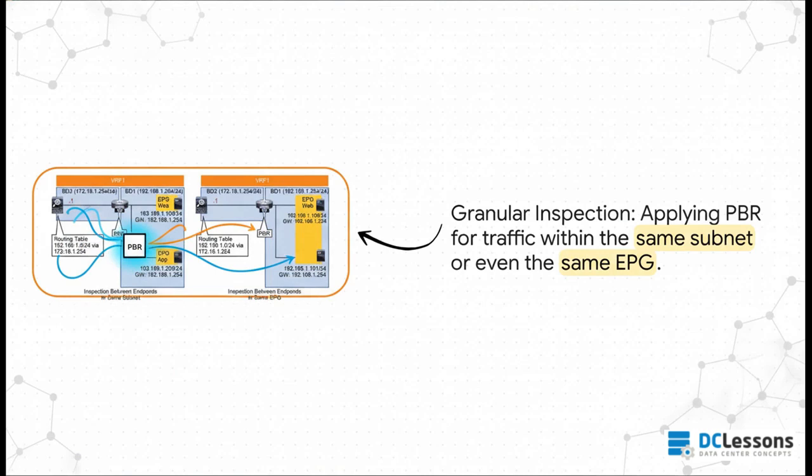Okay, this is incredibly powerful. Check out the diagram on the left. It shows two different EPGs, app and web, but they're both living in the same subnet. PBR can still intercept that traffic and send it to a firewall for inspection. The diagram on the right takes it even further. You can inspect traffic between two servers inside the very same EPG. This is a huge deal for microsegmentation, as it lets you apply security policy at the most granular level possible.